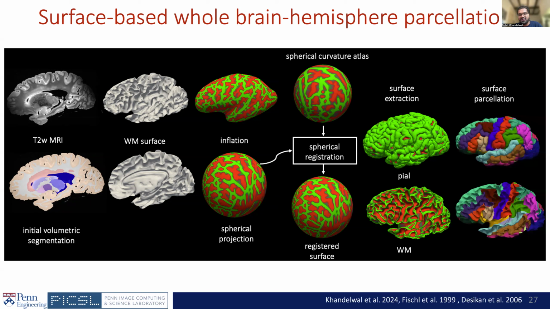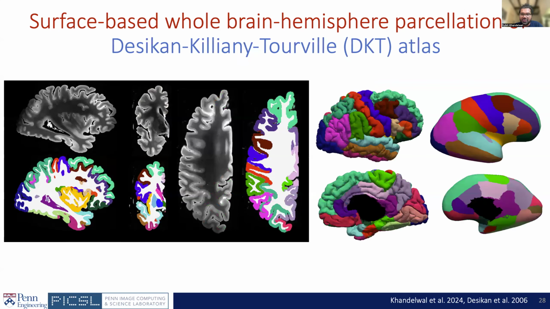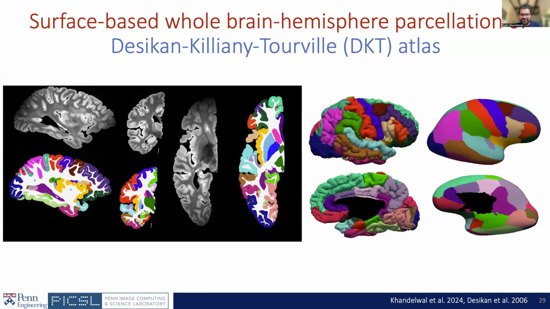Once we have the pial and the white matter surfaces, we can parcellate them into different anatomical regions by using any of the standard atlases, such as the DKT atlas. Shown here are the three planes of ex vivo T2-weighted MRI with the corresponding DKT volumetric segmentations and surface-based parcellations on pial and inflated surfaces for the medial and the lateral views in native subject space resolution for the MRI.